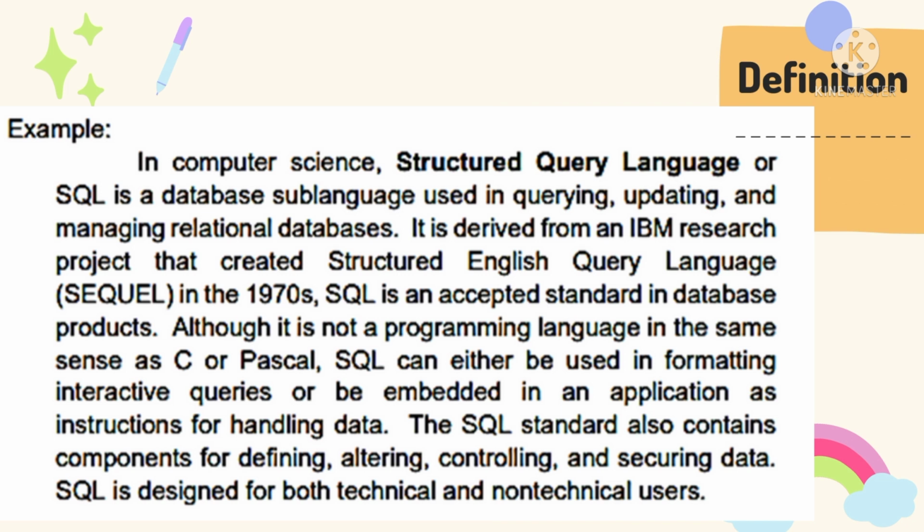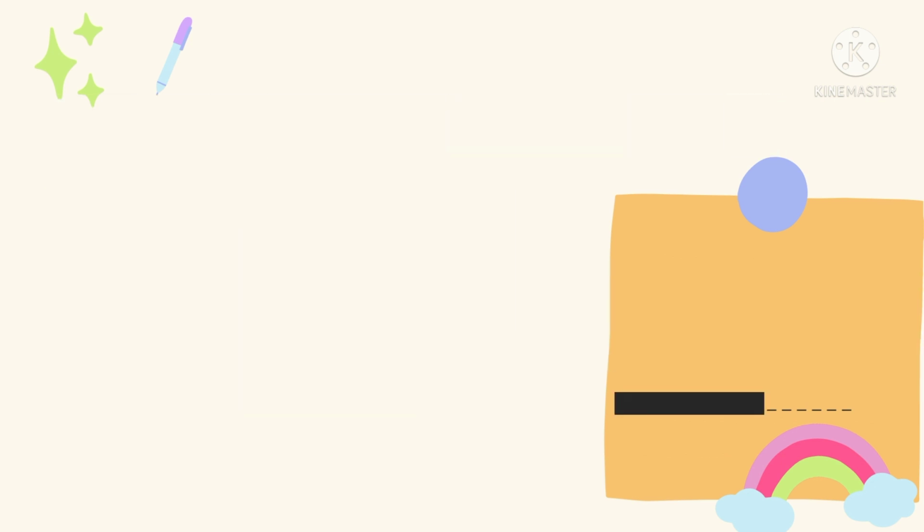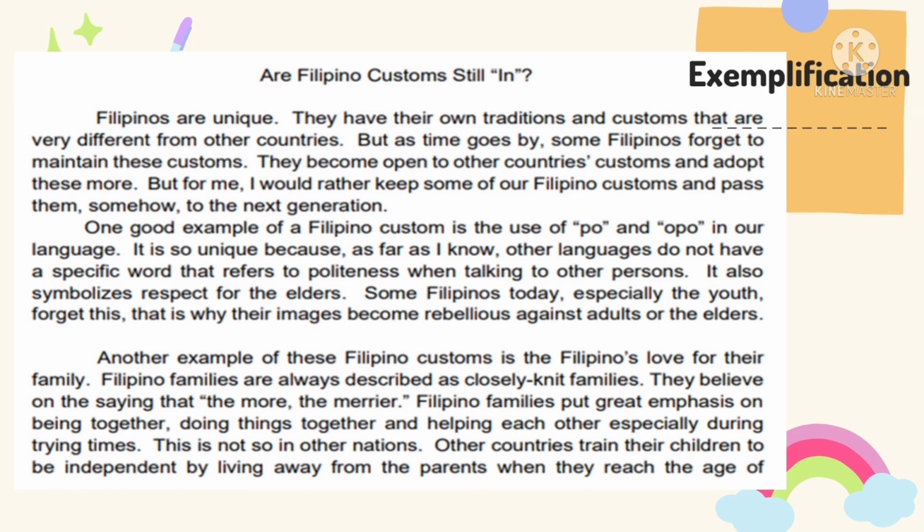The fourth pattern of development is known as exemplification or example. Example illustrates a concept in real-world terms and provides readers with an image of a concept that they can relate to. Examples can make general statements specific and more convincing because they explain and clarify unfamiliar, abstract, or difficult concepts for the readers. This paragraph explains some example of the Filipino custom.